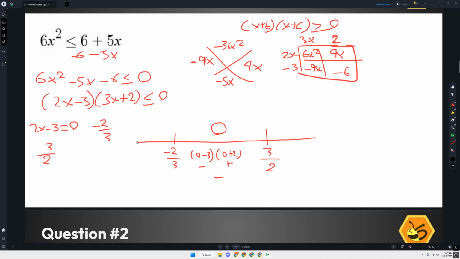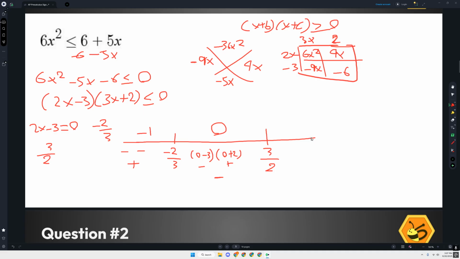Then the next one, if you want to plug in a value on this side, what number can you plug in easily on this side? That's the left of negative 2 over 3. Negative 1, yep. So now you're going to plug in negative 1. So negative 1 would make it negative, negative, which would make it positive.